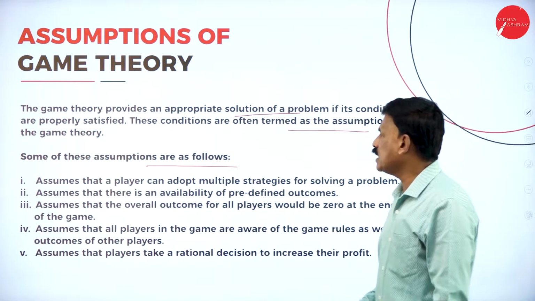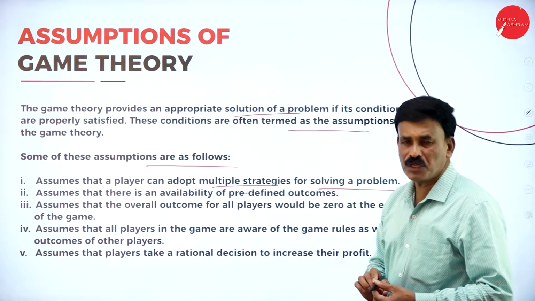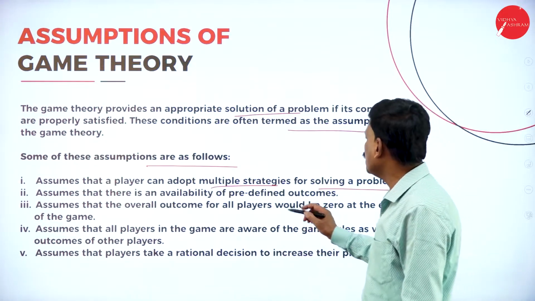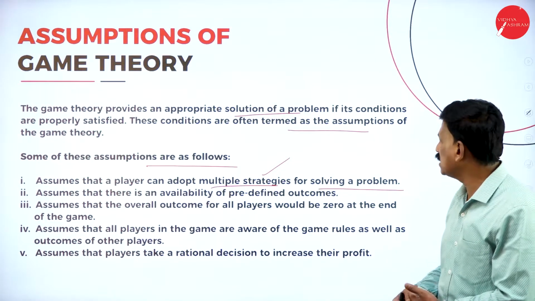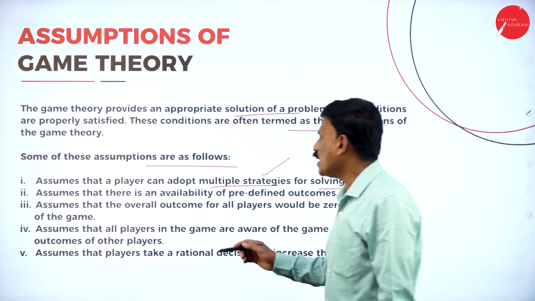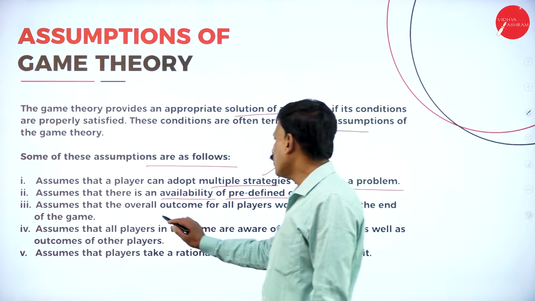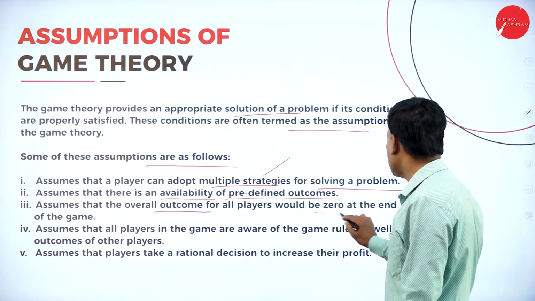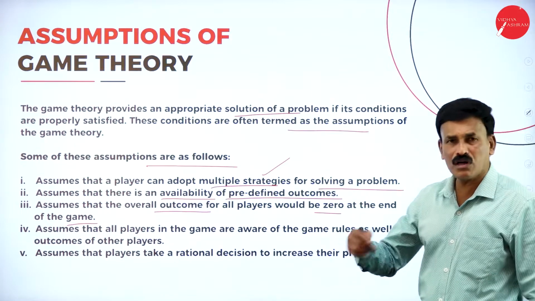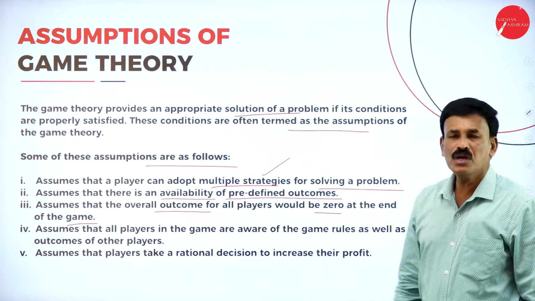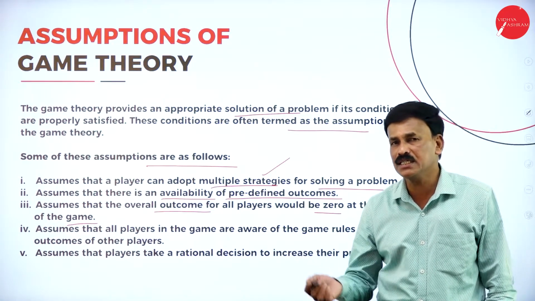First, assume that a player can adopt multiple strategies for solving a problem. If a player applies multiple strategies for solving a problem, then assume that there is an availability of outcome. Now, assume that the overall outcome for all the players in the game would be zero at the end of the game.